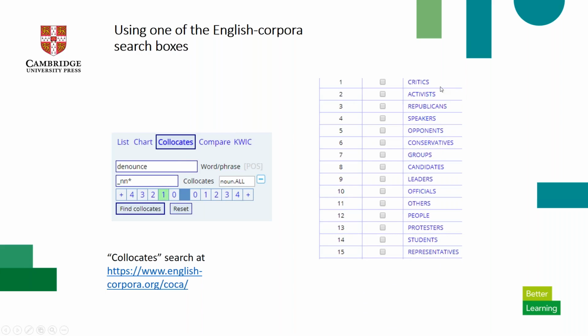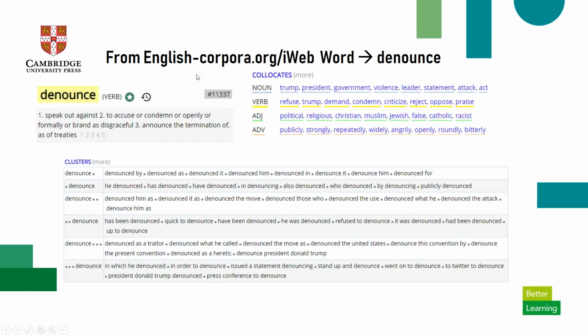And this is what I get. Critics, activists, Republicans, speakers, opponents. You see others and people here, but except for those, you see that all of these nouns have something to do with authority or the public sphere. This is starting to make me think that maybe mother is not really in that group.